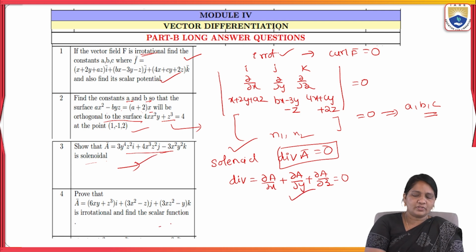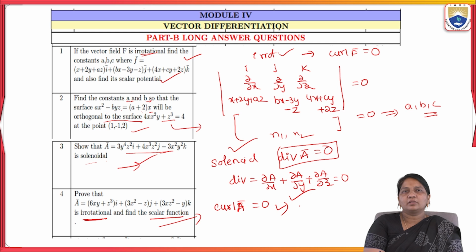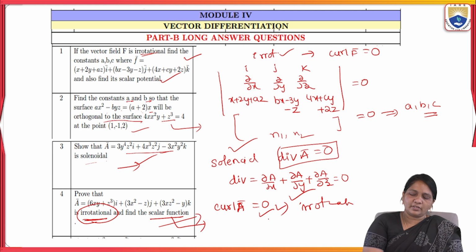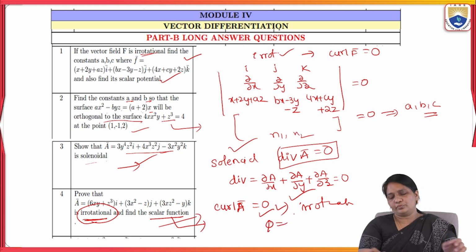In the same way for the fourth one also. So here they are asking to prove this is irrotational. After then find the scalar function. So you have to show this one, curl f bar or curl A bar should be 0. Then this is irrotational. If it is 0, then only you can say that this is irrotational. After then only you can find the scalar potential function. So after that we can calculate the scalar potential value.